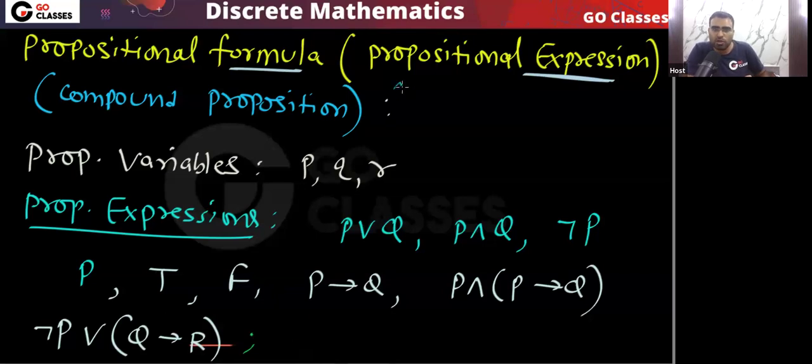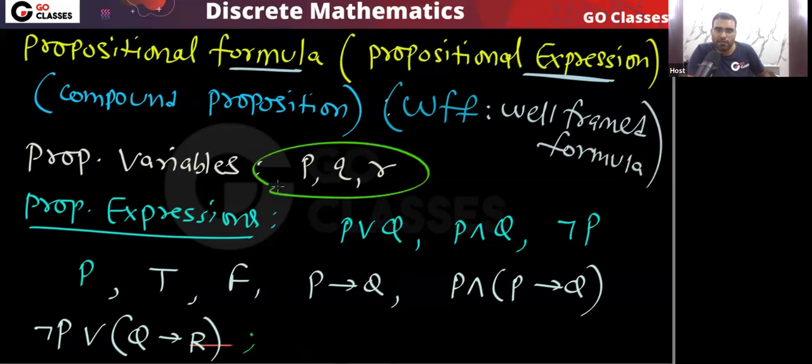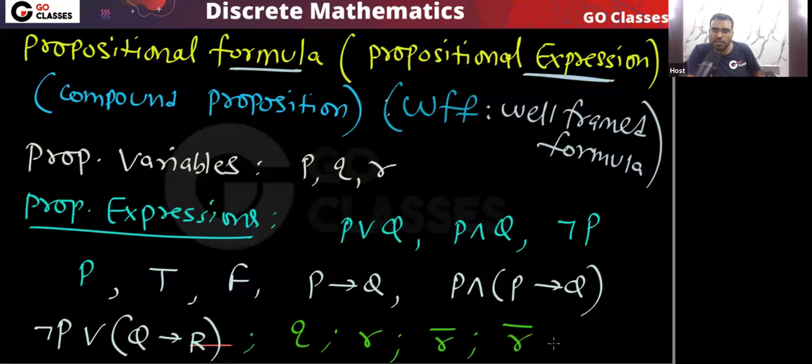This is also called a well-formed formula, WFF, that means well-formed formula. So basically, using logical connectives, whatever you can write, that is your propositional formula. Remember, every propositional variable is also a formula. Q is also a formula. R is also a formula. Negation R is also a formula. Negation R XOR Q, that is also a formula, and so on. Is this clear? Please let me know. Did you understand?